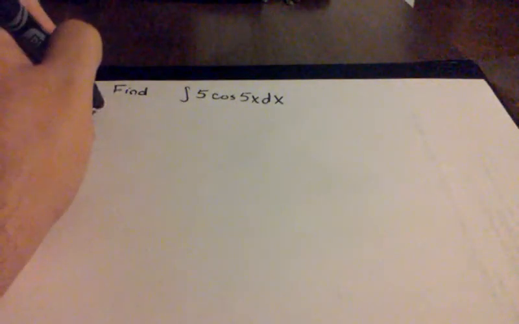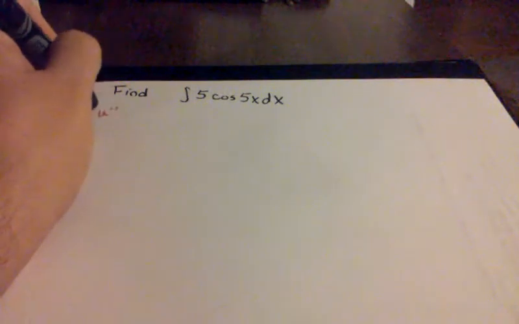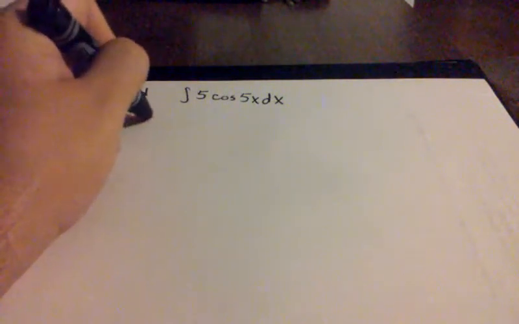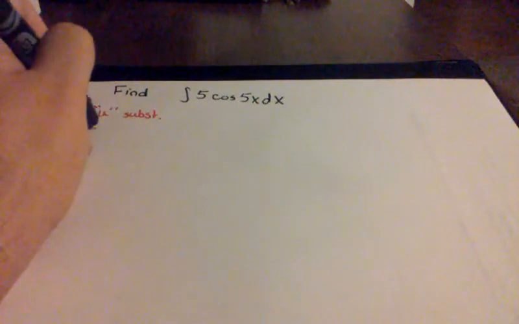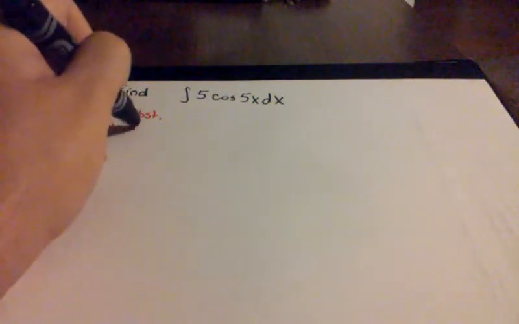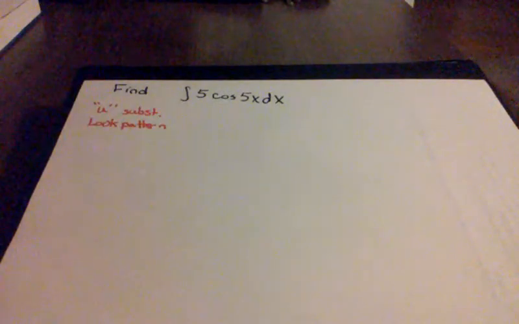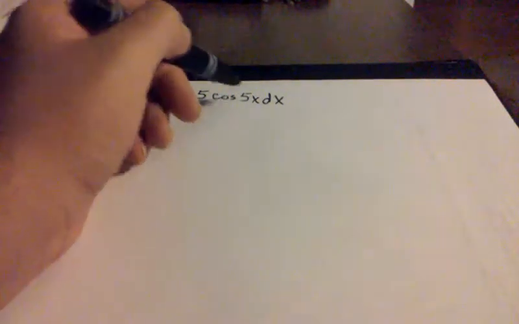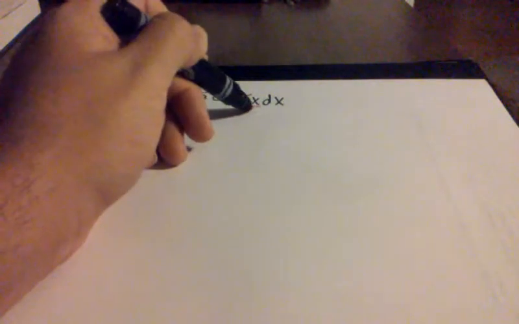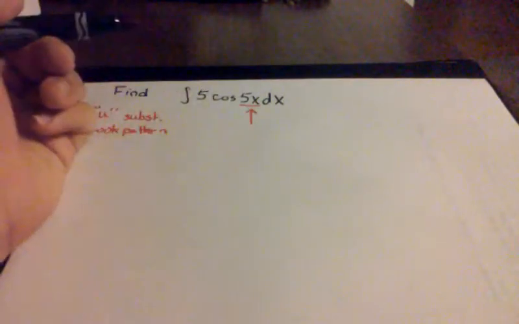So again, I'm going to use something called a u substitution, and basically I'm going to look for that pattern. I'm going to look for something that I can substitute as u, and then when I take the derivative of it, it would hopefully equal something else that's in that integral, so I can replace stuff with. And what I notice is basically this 5x that's right there with that cosine.